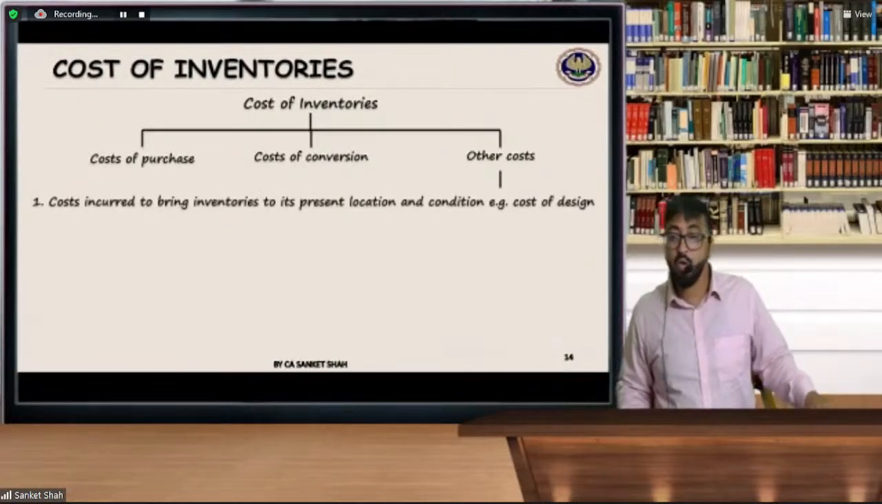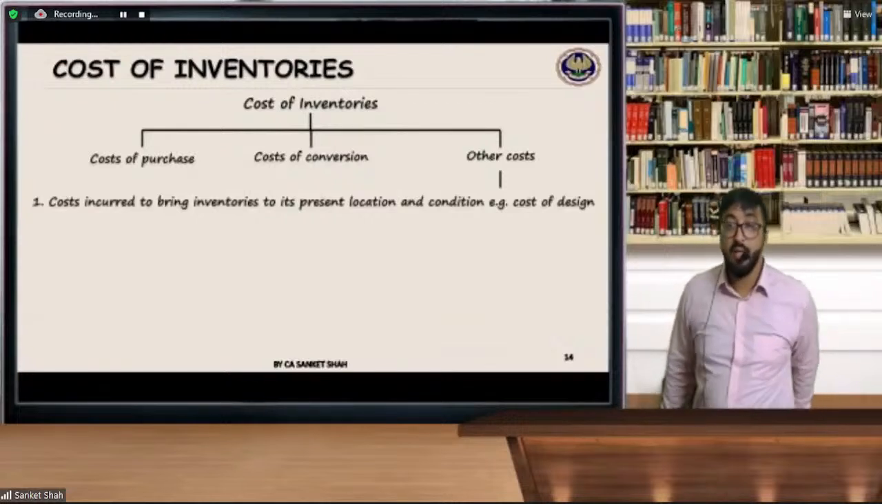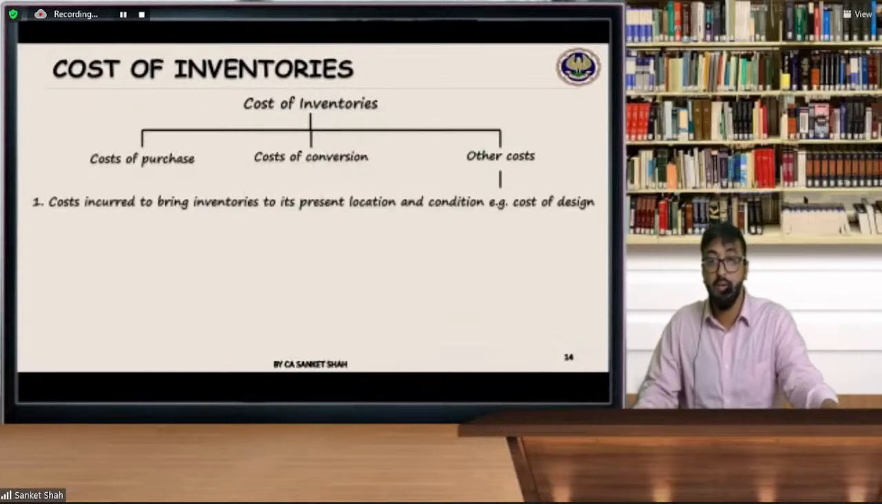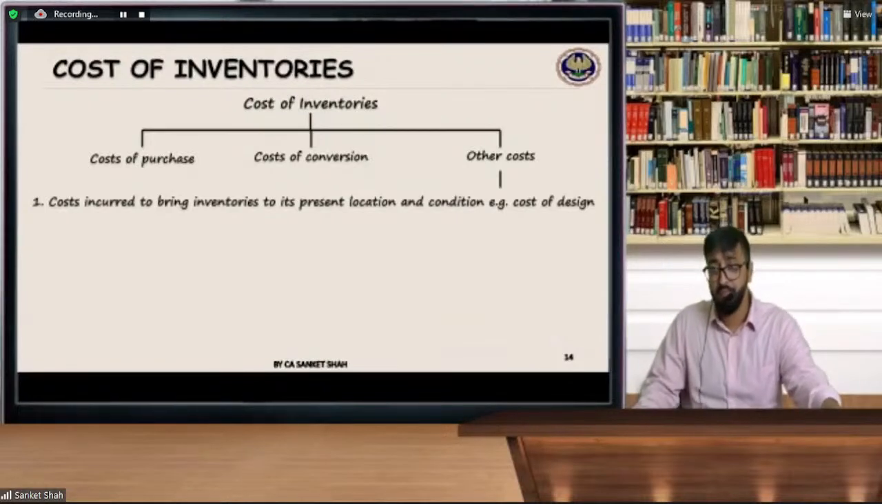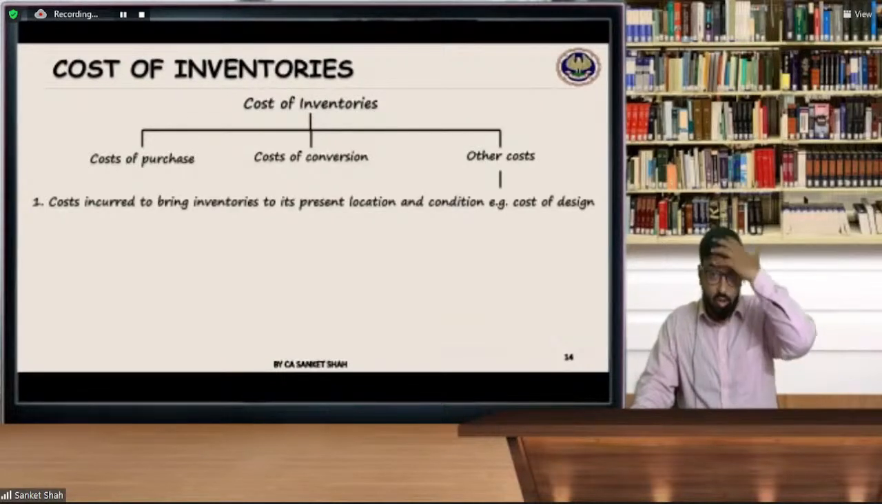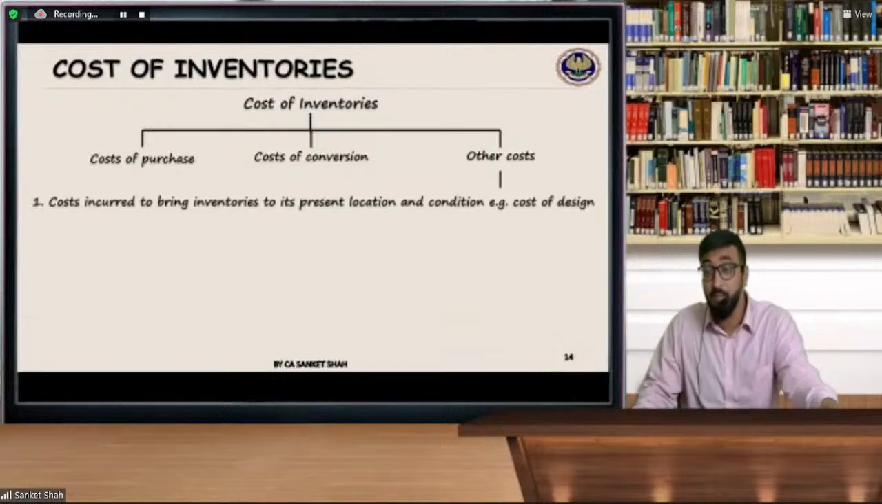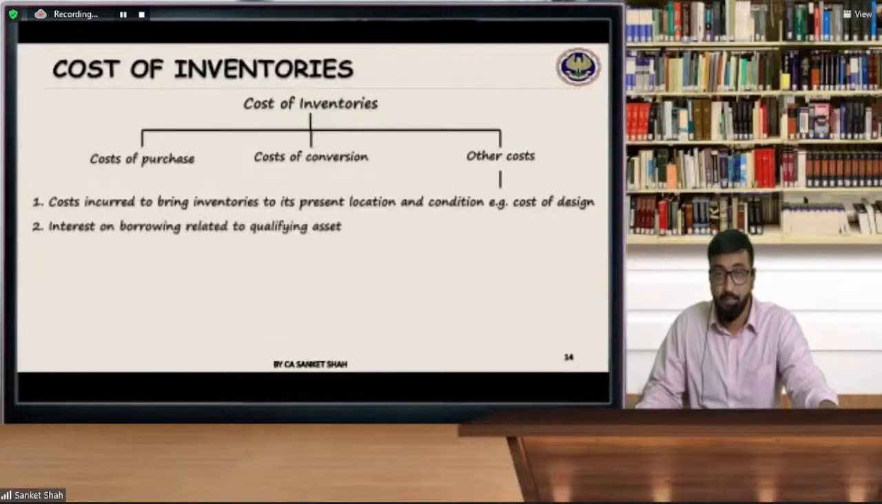Now other cost is very, very important, friends. Other cost means what we are going to consider over here: cost incurred to bring the inventory to its present location. So if any cost of design, or freight, you can add it in this. So beta, any inventory cost that is important to bring the inventory to its present location is called other cost.